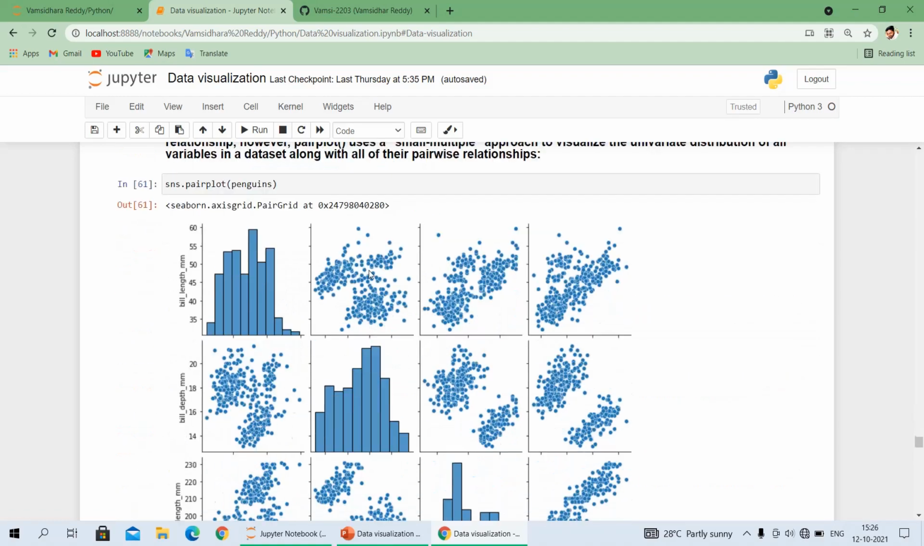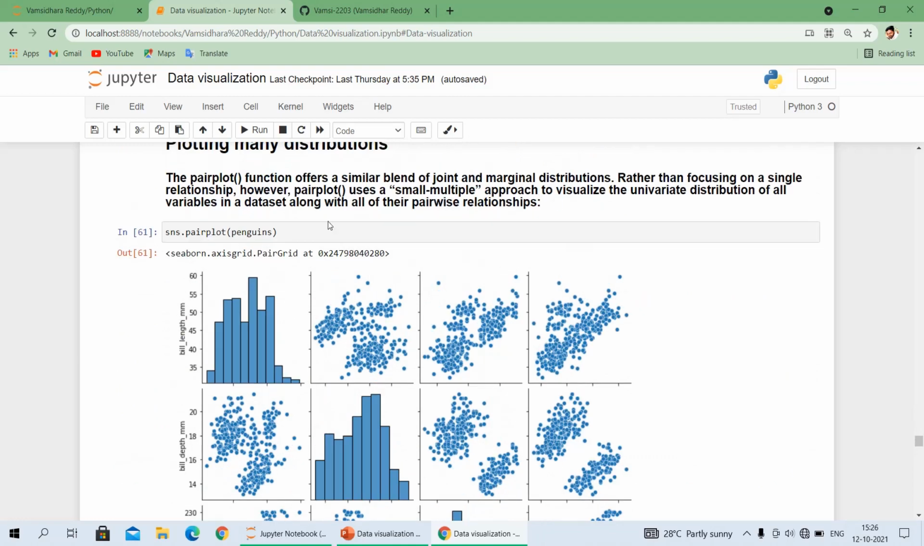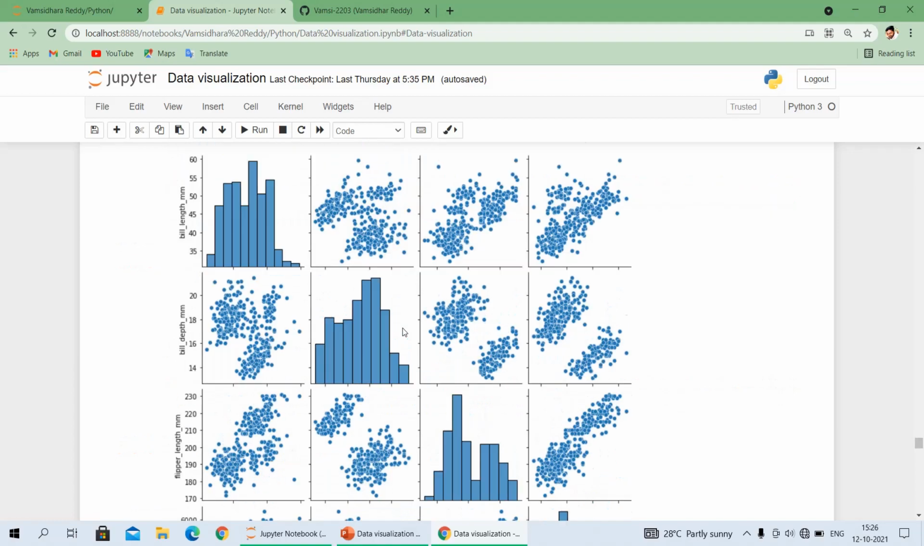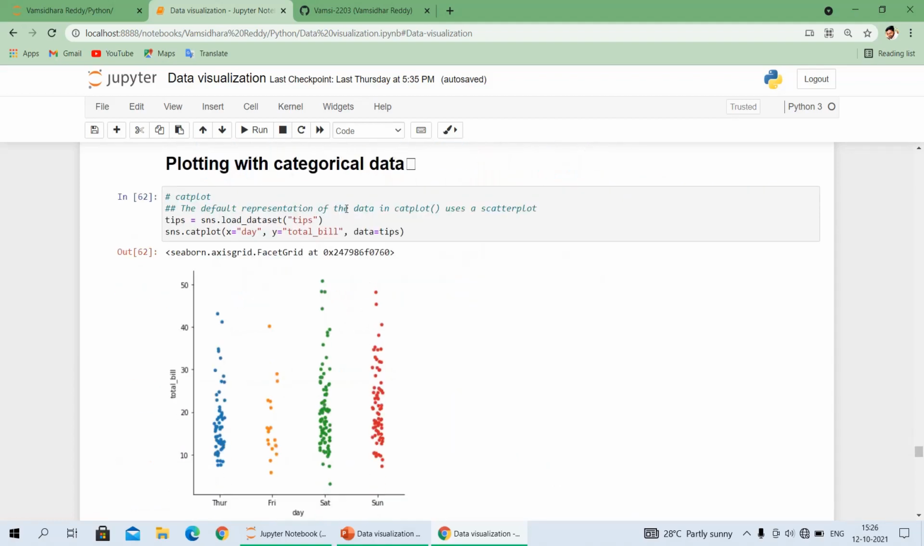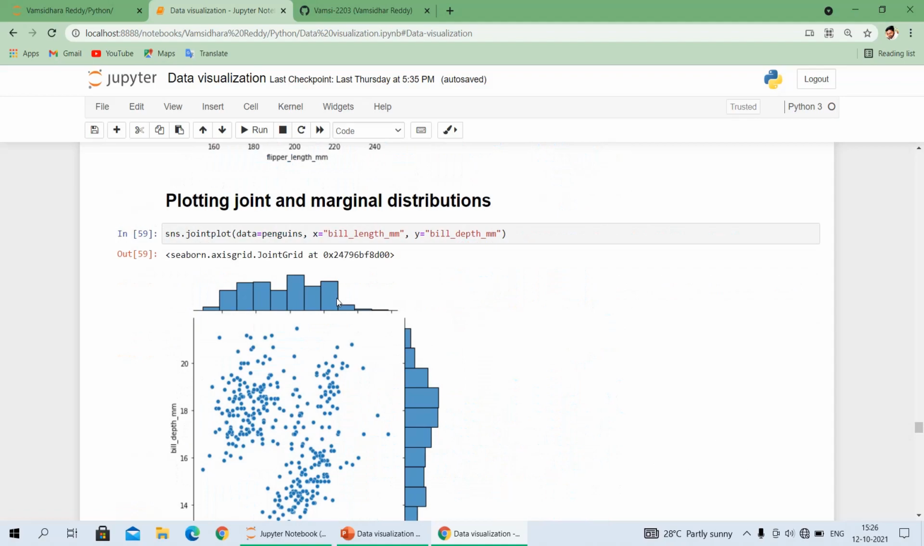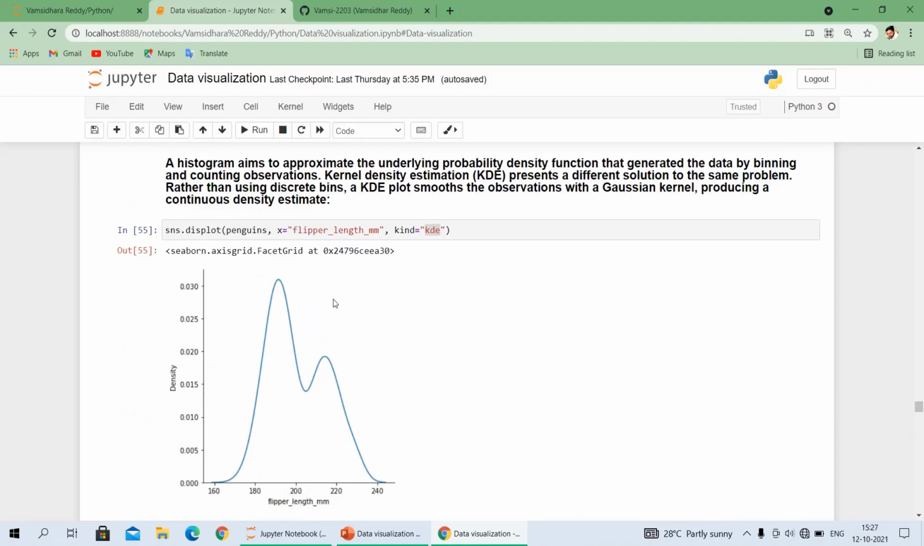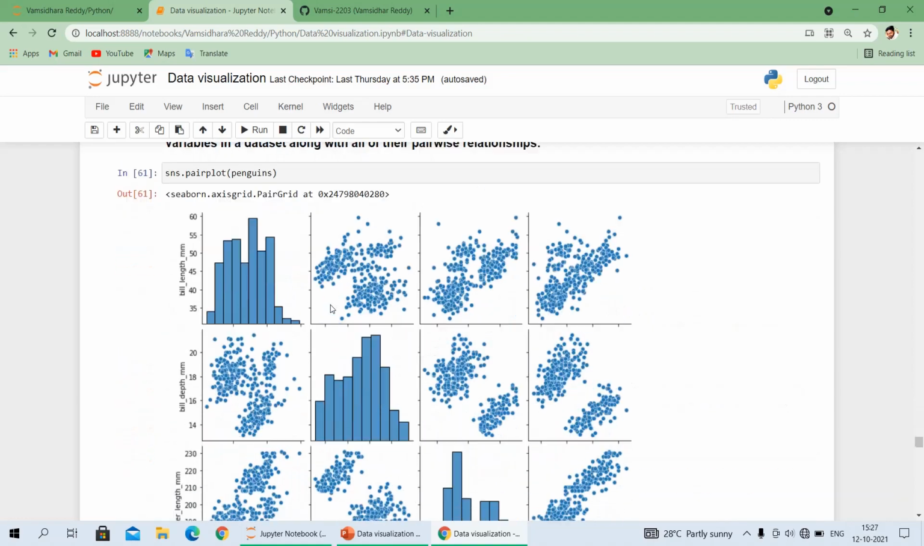Okay. Up to here we have discussed yesterday's video, that is the pair plot. Now, in this video I am going to explain plotting with categorical data. I have already shown you categorical data in the previous video. There are three types of families. I have discussed two types of families, and this is the last family. Okay, let's move into that.